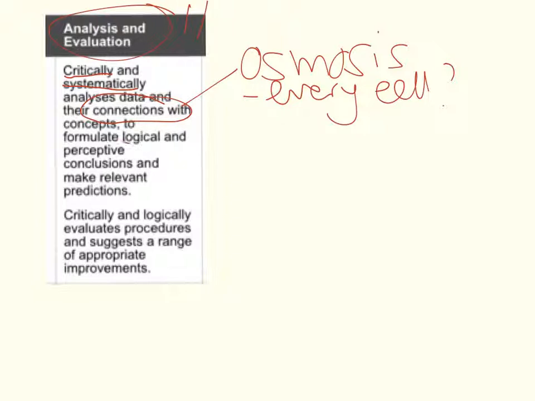And then what we have here is logical and perceptive conclusions. The logic part means your conclusions have to logically connect to your results. The perceptive is you can see beyond the obvious, see connections and conclusions that are beyond the obvious, and make relevant predictions. So if you find out something about osmosis in potato cells, does this predict what would happen in other plant cells, or in animal cells, or in bacterial cells?